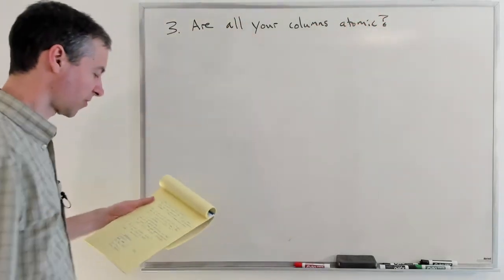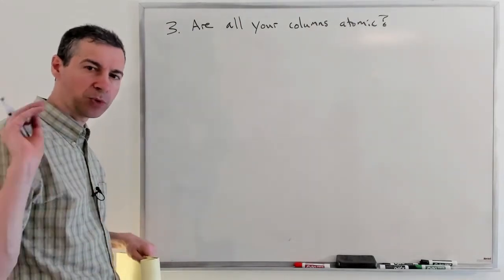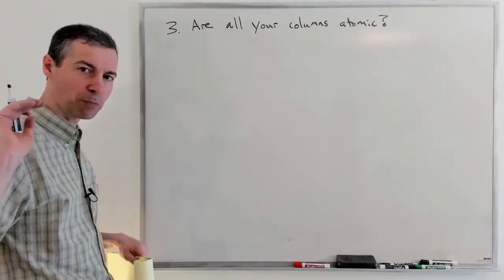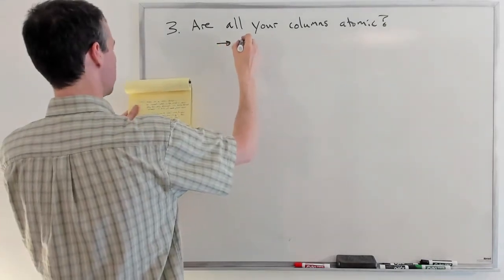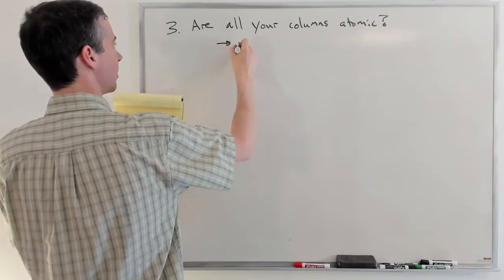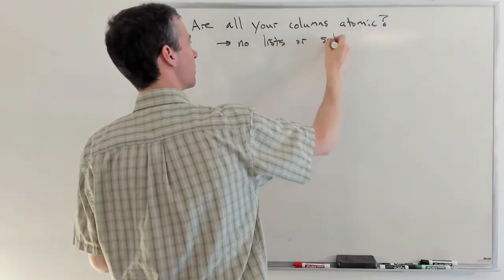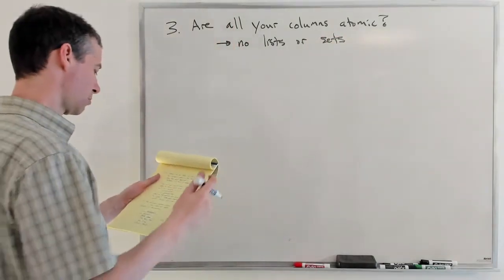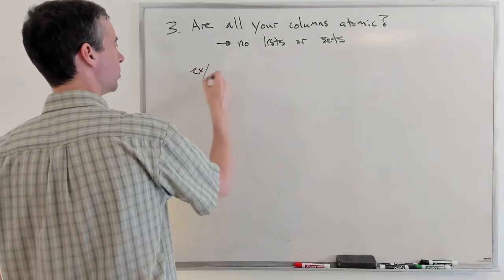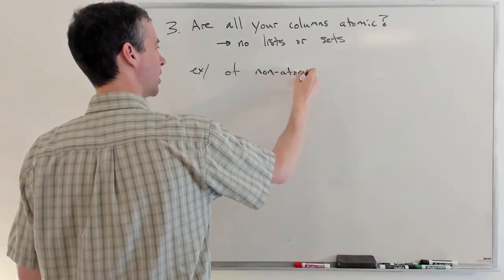Okay. What this means, one way to think about this to help you get to the biggest mistakes people can make, is they have an attribute that represents a list or a set. So there are no lists or sets in your columns. So let's look at an example of non-atomic. This is a bad way to do things.